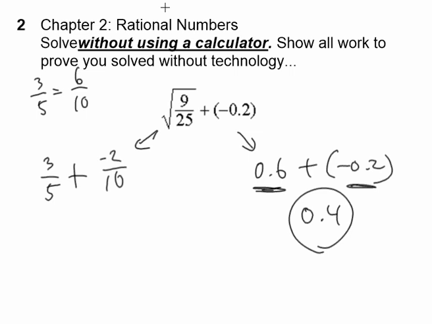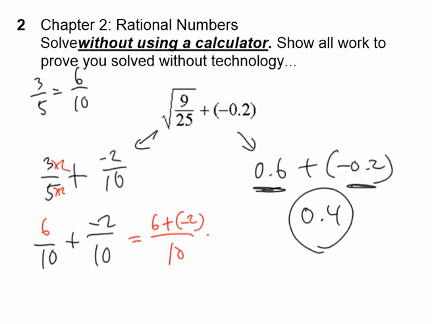But if I use the fraction, excuse me, I have to use common denominators. 3/5 is equivalent to 6/10. And 6/10 plus negative 2, in this case, I want to keep my denominator and add my numerators. And I end up with 4/10 as an answer. So if you use fractions, you ended up with 4/10 as your answer, or in lowest terms, 2/5. Or if you use a decimal, you ended up with 0.4 as well.